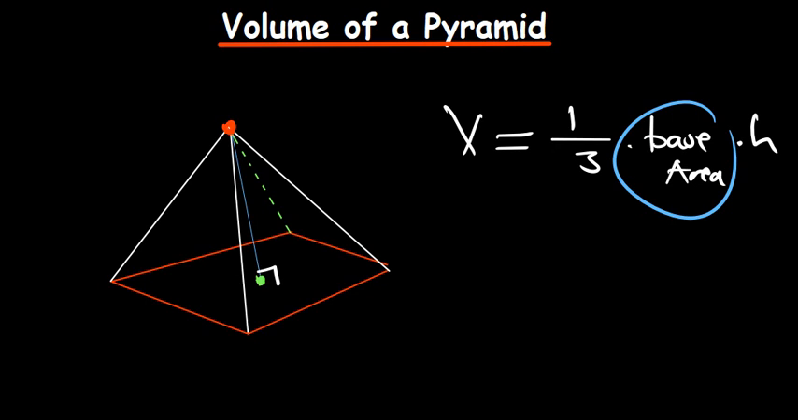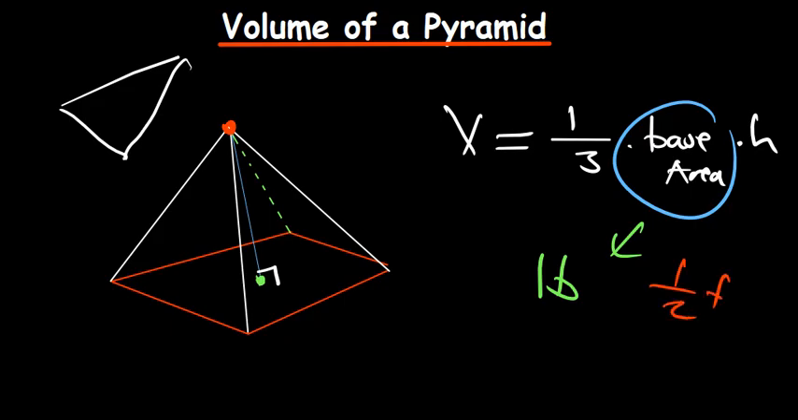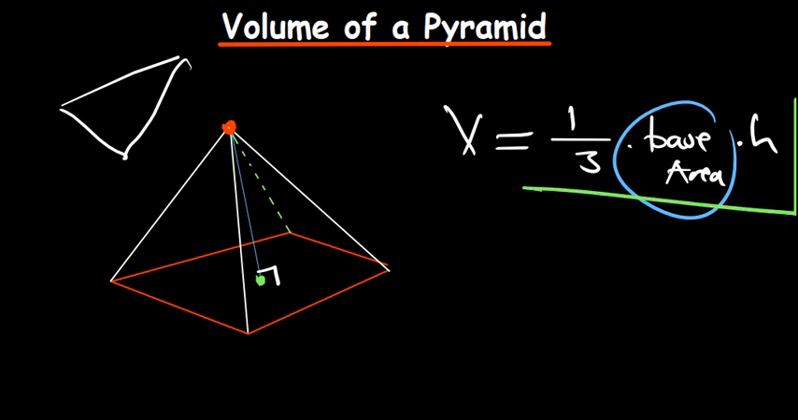So the base area for a rectangle is LB. For a triangle, you know how to find the area of a triangle, right? Depending on what it is, if it's a right angle triangle, it's half base times height. And if you have a square, it's going to be L squared. So the formula in between differs, but basically this is the formula. If you know this, you know how to find the area of the bases.